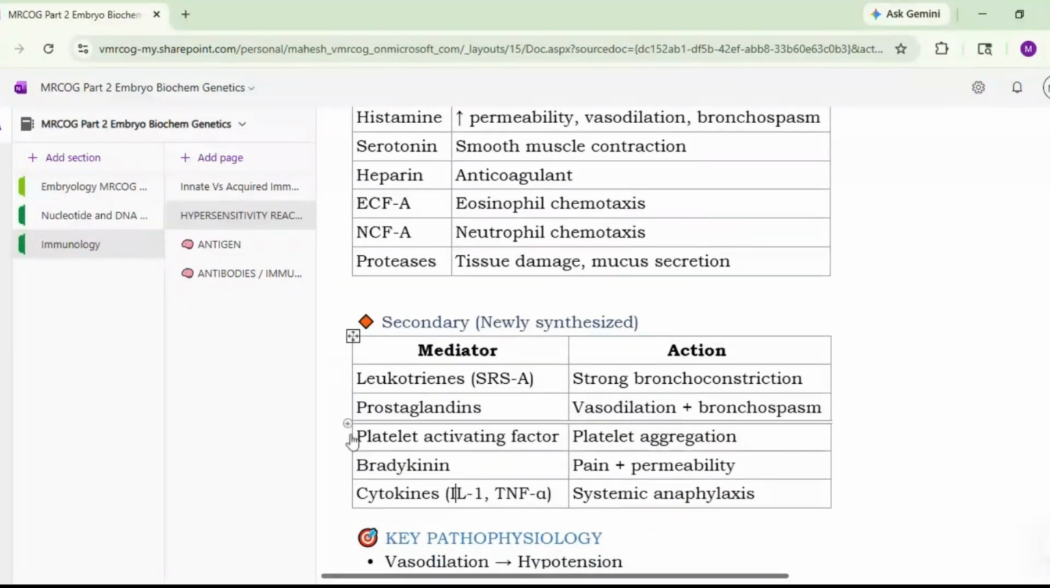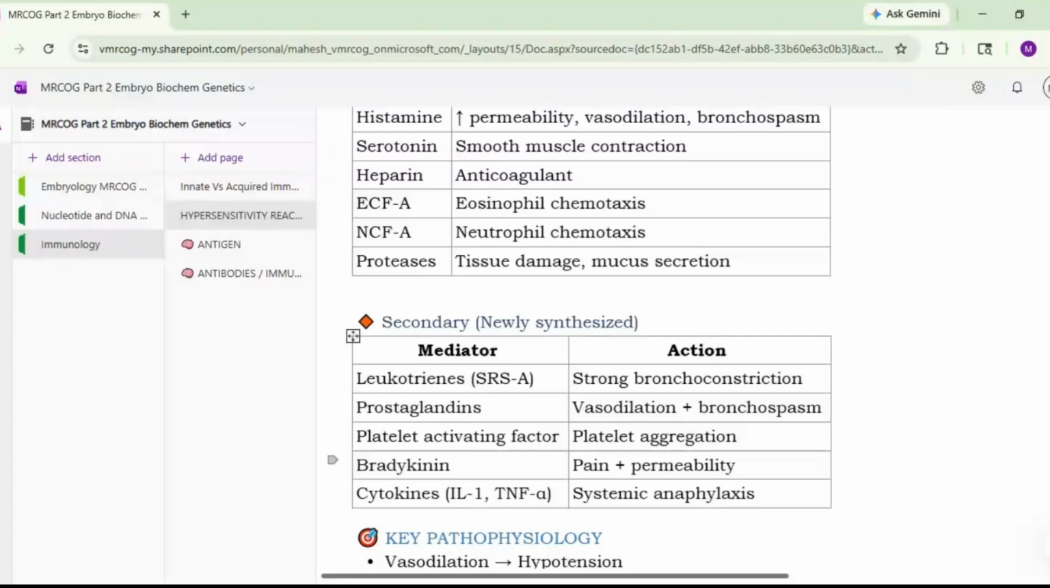These are the leukotrienes and the prostaglandins. Leukotrienes will cause strong bronchoconstriction. Prostaglandins will lead to vasodilatation plus bronchospasm. There are platelet activating factors that will cause platelet aggregation. Remember, platelet activating factor is a secondary mediator, while eosinophil chemotaxis and neutrophil chemotaxis are primary. So among the cellular factors, eosinophil and neutrophil related factors are primary, while the platelet related factors are secondary.